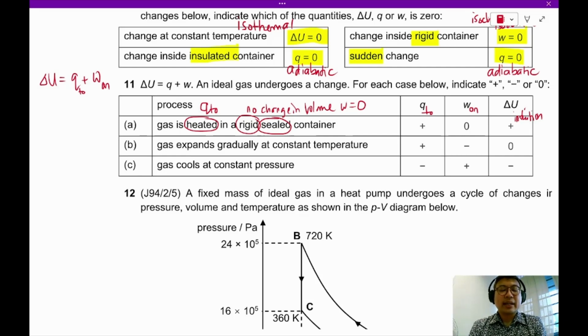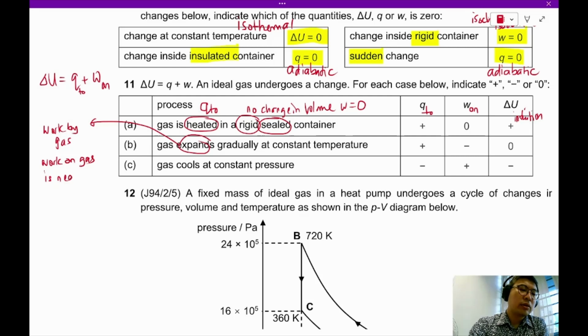Next, the gas expands gradually. Now, whenever there is an expansion, that means it's work done by the gas. So if work is done by the gas, then work done on the gas will be negative, because it takes energy, the gas uses up its internal energy to expand.